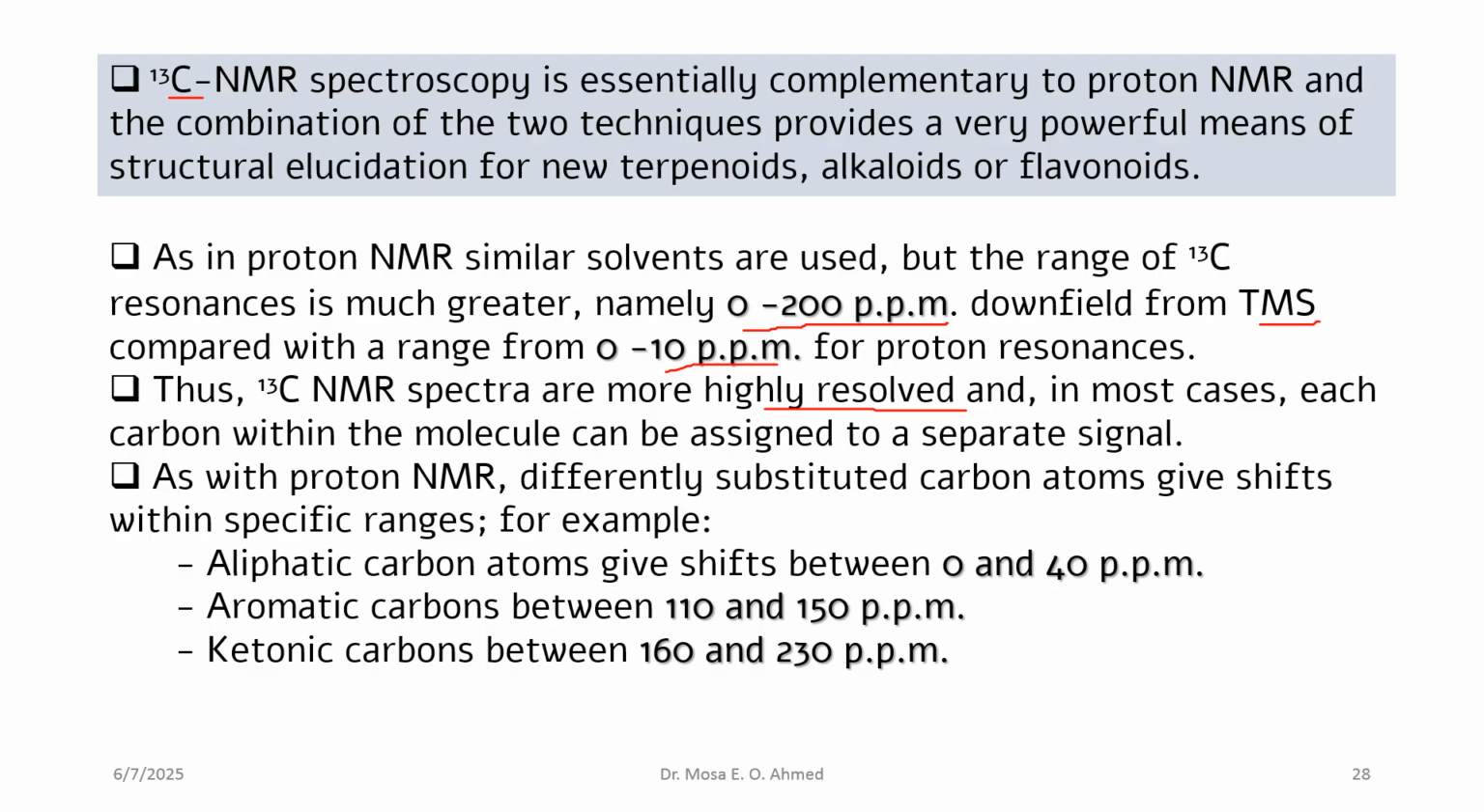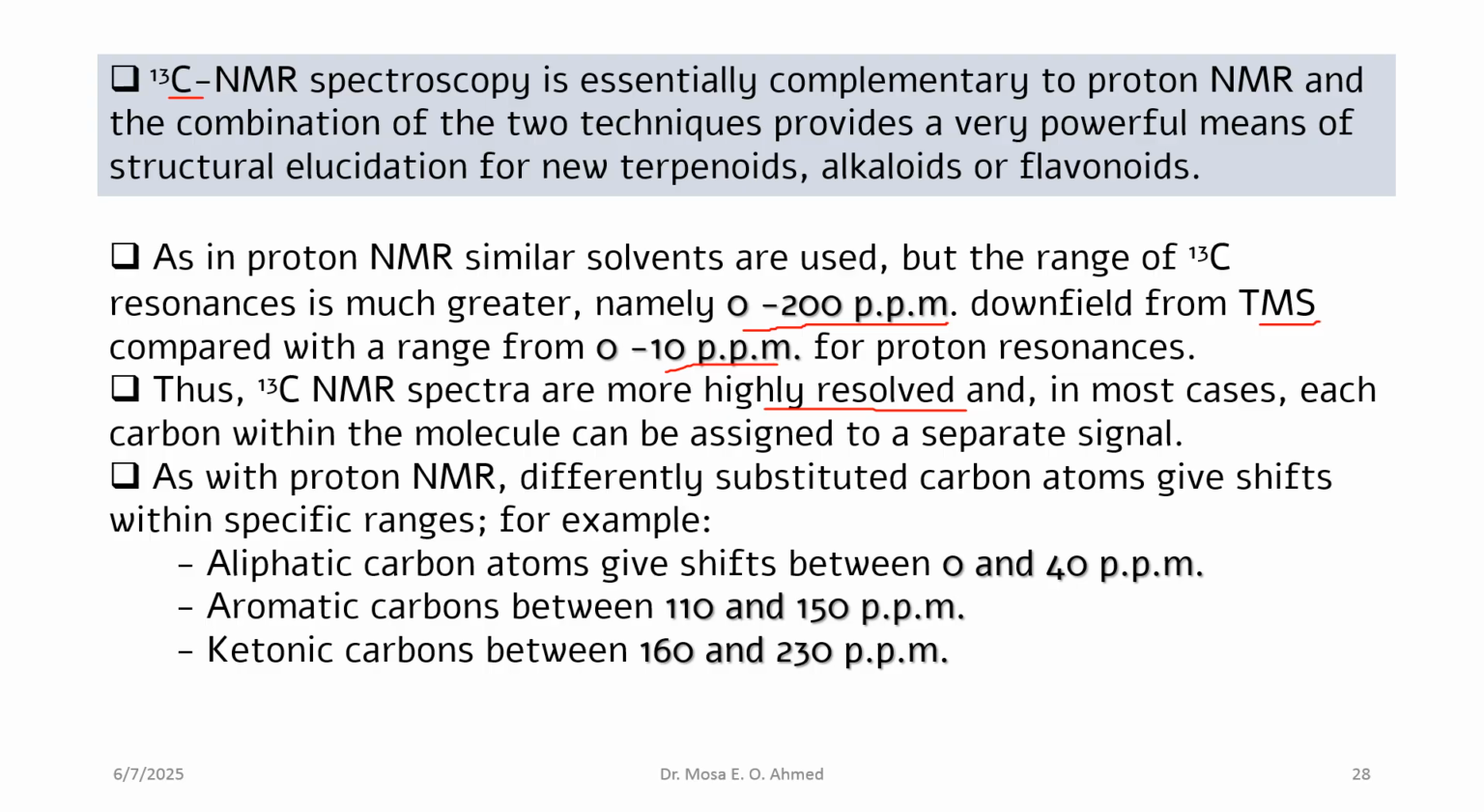And another characteristic of the carbon-13 NMR spectrum is that each carbon in a molecule can give a separate signal. Carbon in carbon-13 NMR appears as one signal, while in proton NMR it may appear as a singlet or doublet or triplet. Also, as in proton NMR, in carbon-13 NMR the substituted carbon gives a shift with a specific range based on the nature or type of the carbon atom.